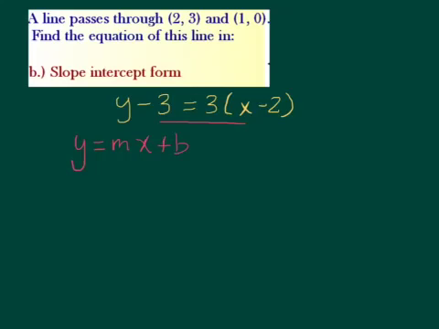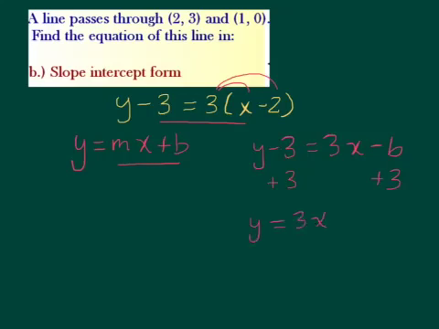So what I'm going to do is manipulate this equation to get into this form. And the first thing I want to do is distribute the 3 to the terms inside the parentheses. I'll go ahead and expand that right here. So I have y minus 3, the left-hand side stays the same, equals 3x minus 6. Okay, now I'm going to add 3 on both sides to isolate y. So now I have y equals 3x minus 3. Well, that is in the slope-intercept form.